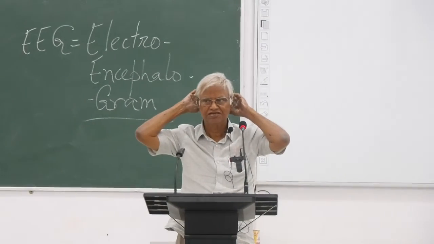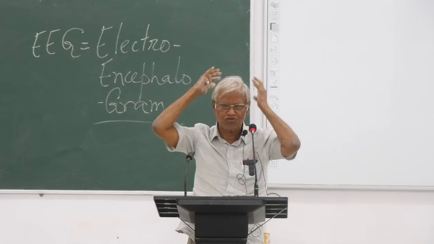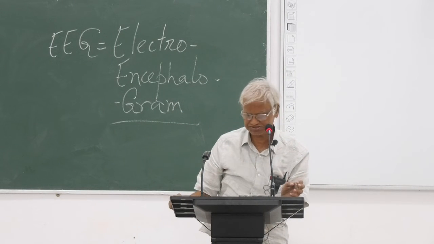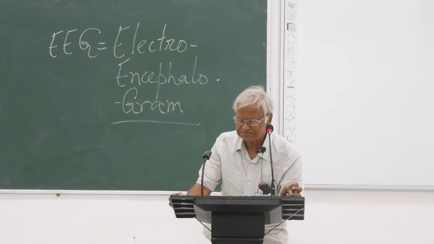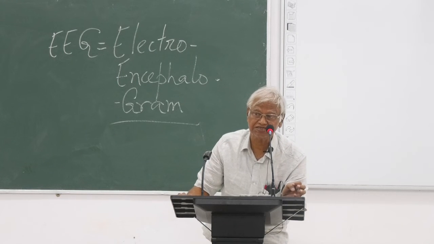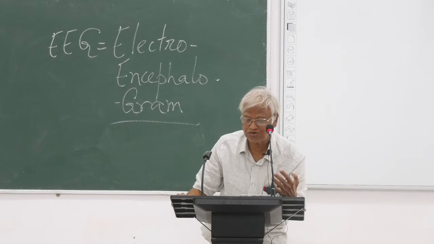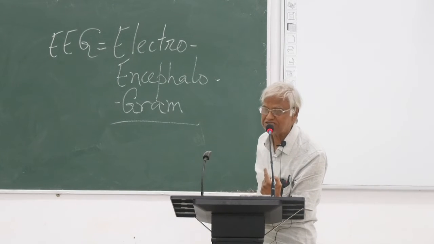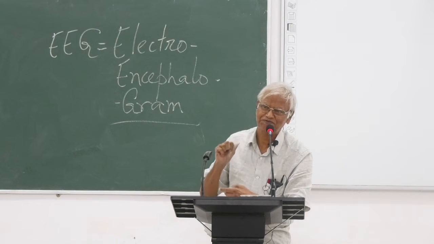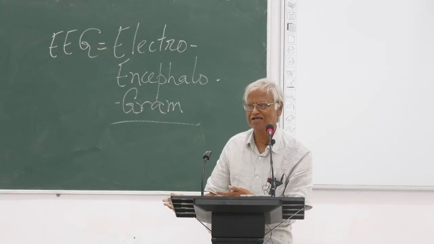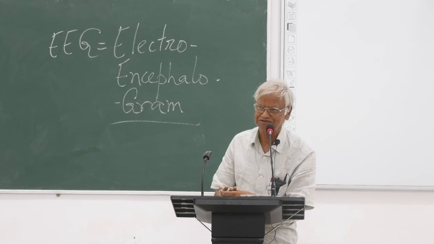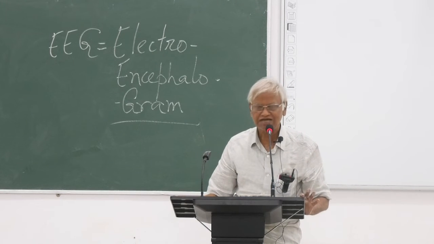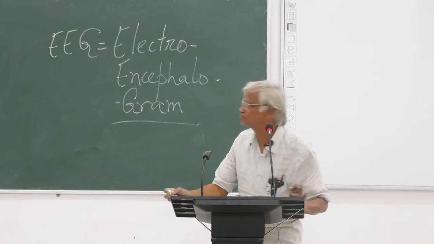Metallic electrodes are placed on and around the skull. There are some special points. So, how they are differentiated, delta or theta or alpha or beta, that is by their frequency. Any wave, they have a frequency and an amplitude, whether it is sound wave or light wave, electromagnetic wave, anything. Here also frequency, magnitude.